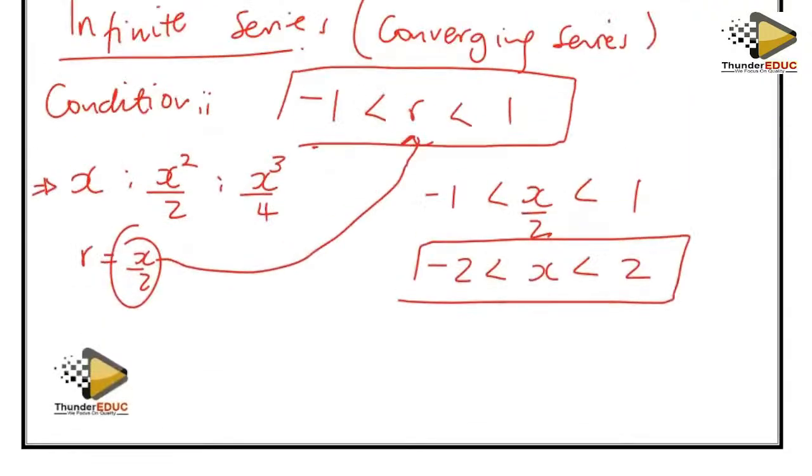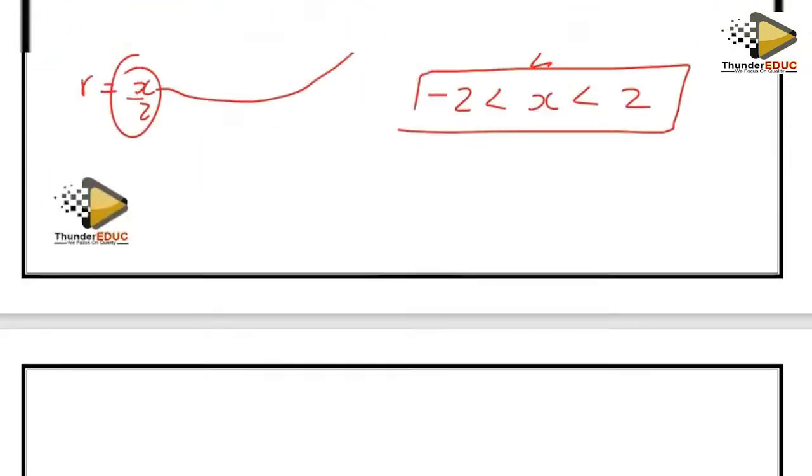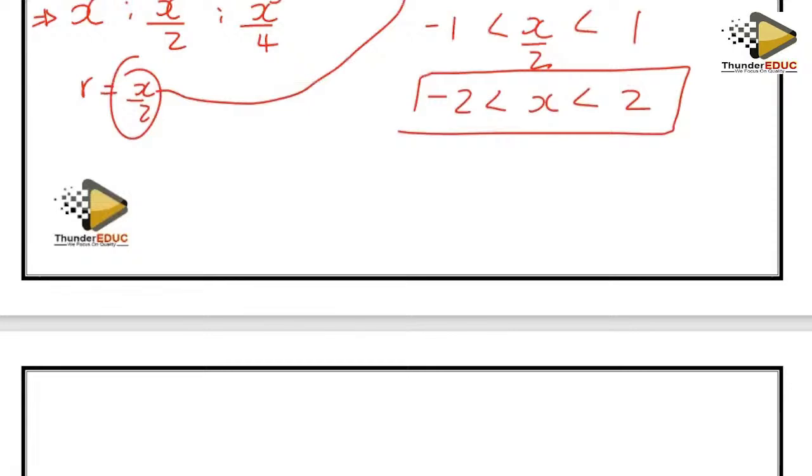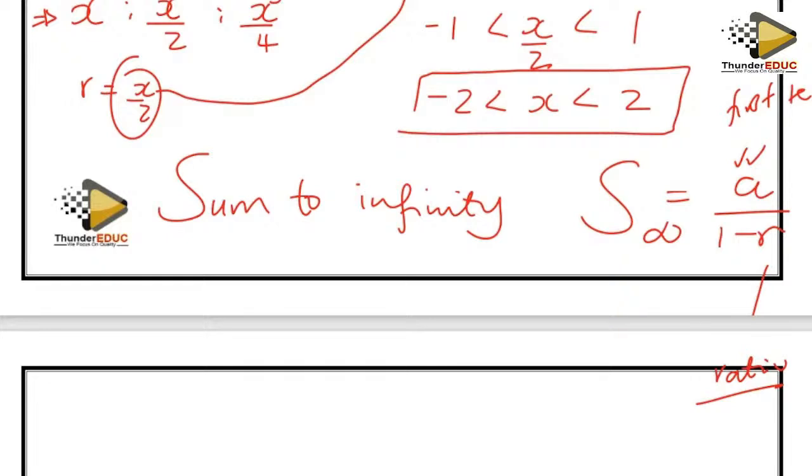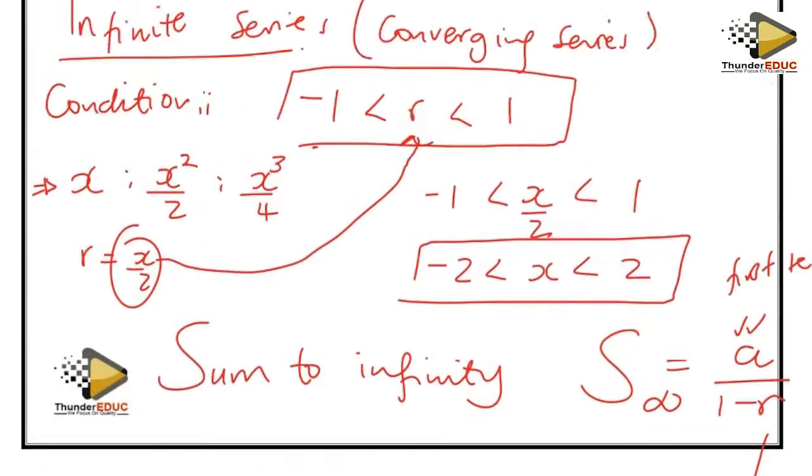So when series converge, they also have a special sum, which we normally call sum to infinity. This will always be given as S with an infinity symbol. And the formula for this is just a over 1 minus r, where a is still the first term, and r becomes the common ratio. So for as long as you have your first term and your common ratio, you're good to go in calculating the sum to infinity.